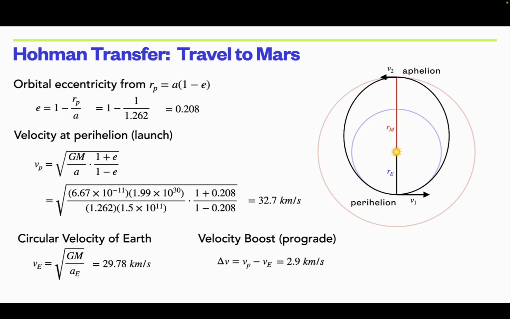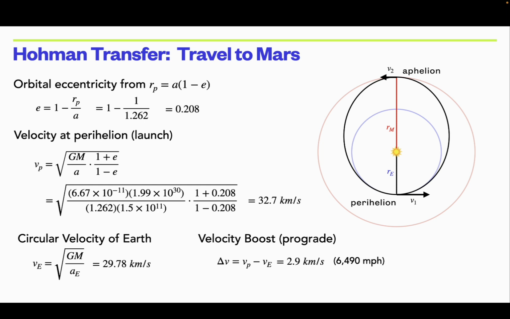So 90% of the speed is actually already provided by the Earth's motion around the Sun. And that's why this is a fairly low energy solution, because you're making use of that orbital velocity of the Earth. You're just giving it a little nudge out of that trajectory, out of that orbit, to kick it up to where Mars is.